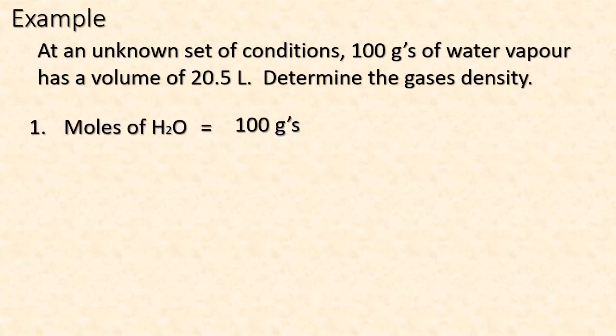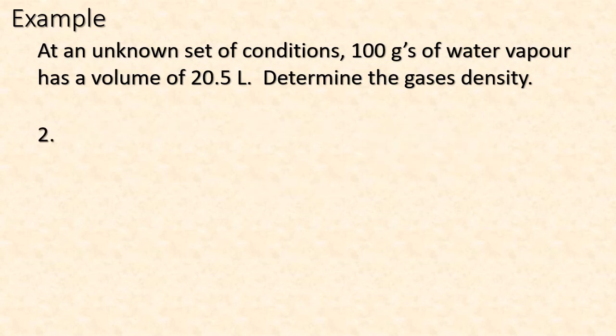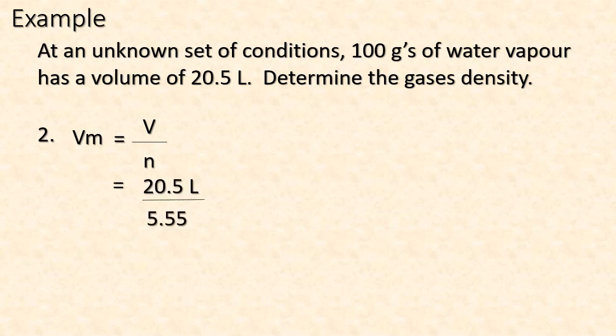Moles of water: 100 grams times 1 mole of water. If you go look it up, it's about 18 and a little bit. So we can cancel our grams of H2O out. We get 5.5 moles. Now we can calculate our molar volume, because that's just our volume divided by our moles. Our volume is given in the question. We just found the moles in the last step. Divide those two out, and you get your molar volume. It's much less than the 22.4 for STP.